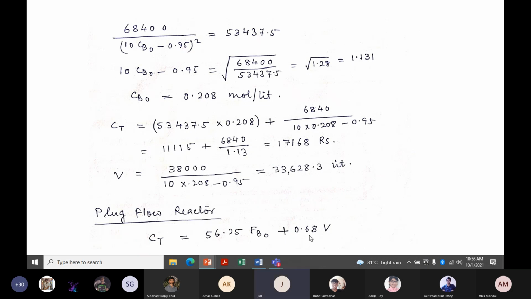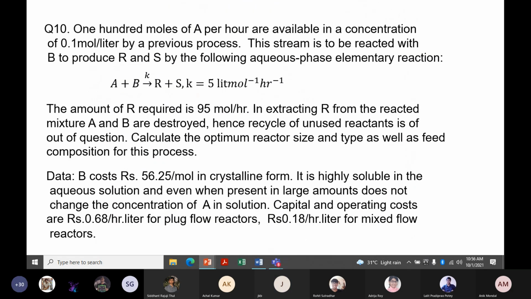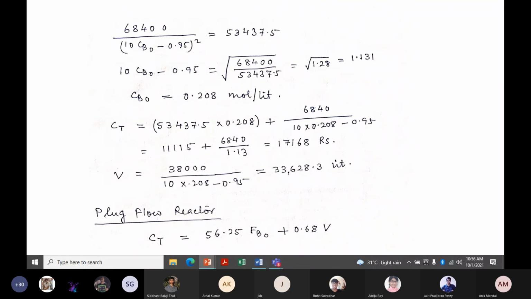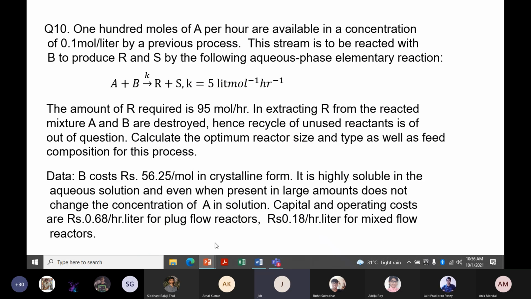Only this will change, 0.68, because plug flow reactor cost is greater than the CSTR cost, that is 0.68. For capital and operating cost total, everything is given 0.68 per liter per hour of plug flow reactor. So objective function here: 0.68 multiplied by V, and what is 56.2? Cost of B in crystalline form.